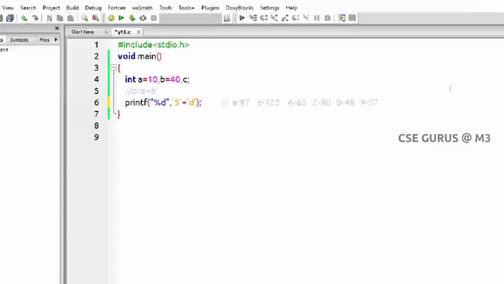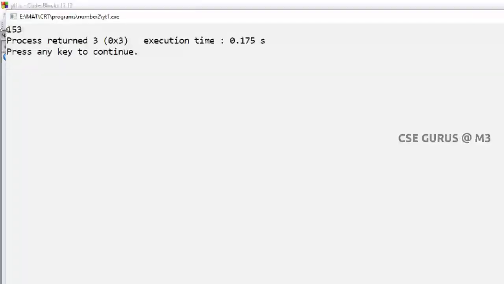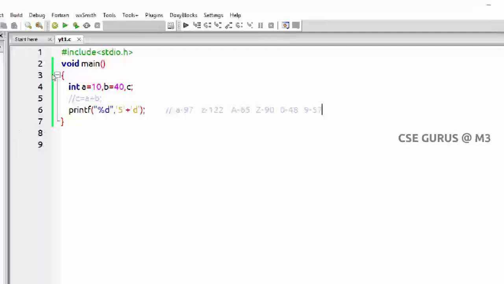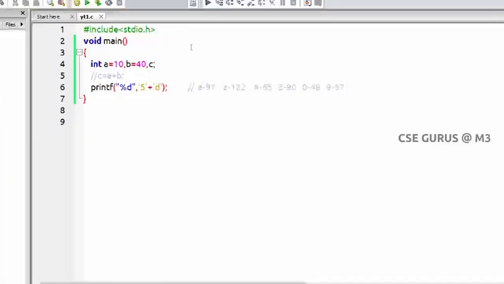So you can observe for 5 what is the value. 0 is 48, 1 is 49, 2 is 50, 3 is 51, 4 is 52, 5 is 53. So 53 plus 100, which is 153. You can observe what is the output. You can see 153. So like this you can take for the operator plus. So these many ways you can write for evaluation, and not only this, you can write here also.